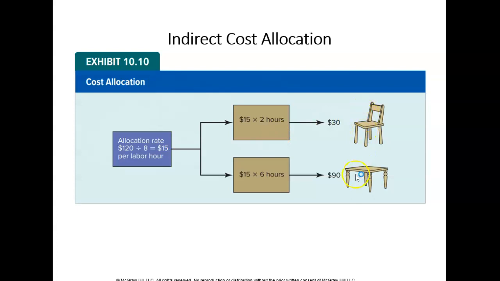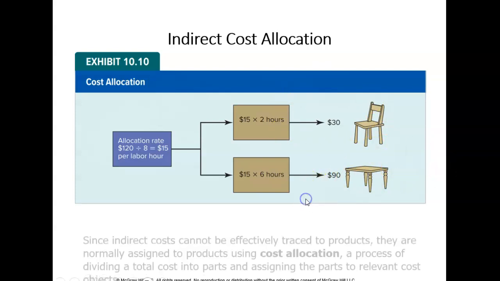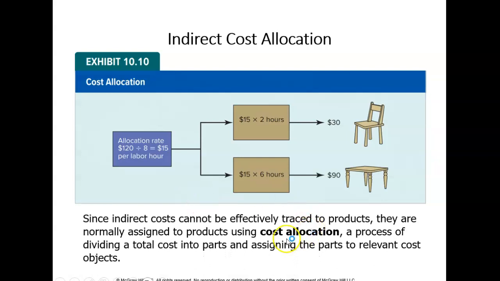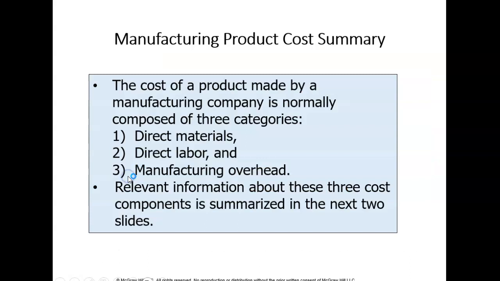So now here we have two different products, a chair and a table. Let's assume it takes 2 hours to make the chair, but 6 hours to make the table. So we're going to assign $30 of overhead costs to each chair and $90 of overhead costs per table. This is known as cost allocation, where we assign the indirect cost based upon an allocation rate. The allocation rate is going to be $15 per labor hour.